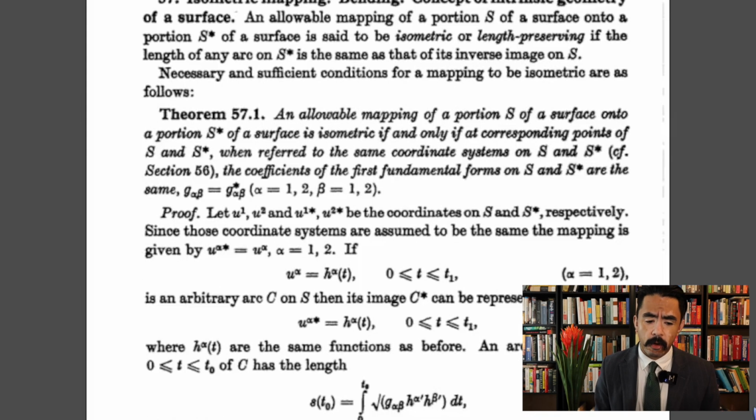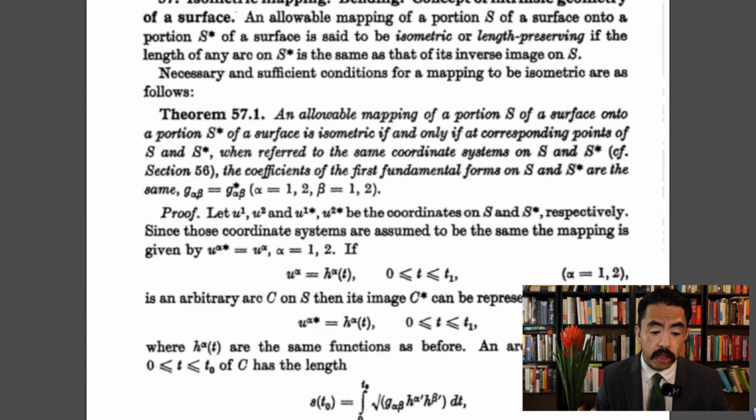Theorem 57.1. An allowable mapping of a portion capital S of a surface onto a portion capital S star of a surface is isometric if and only if, at corresponding points of capital S and capital S star, when referred to the same coordinate systems on S and S star, for which refer to section 56, the coefficients of the first fundamental forms on capital S and capital S star are the same. That is, g sub alpha beta equals g star sub alpha beta, where alpha equals 1 or 2 and beta equals 1 or 2. The proof is as follows.